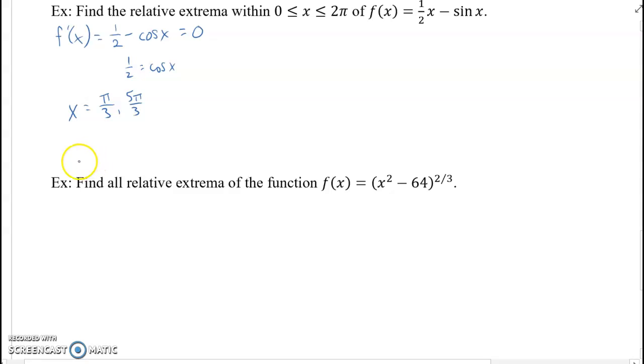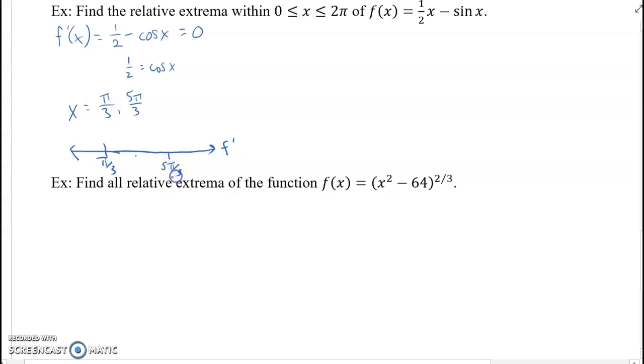To determine what type they are, make your f prime line. I always like to label this. Sometimes we have an f double prime line, or maybe it's a velocity and acceleration line. So make sure you label it so we know what we're looking at. And we've got the smaller one on the left, and the larger one on the right.